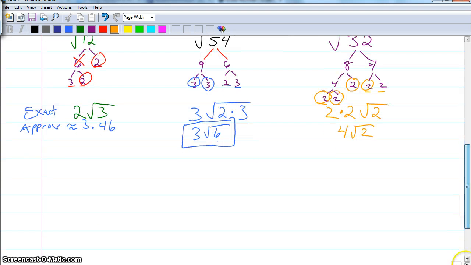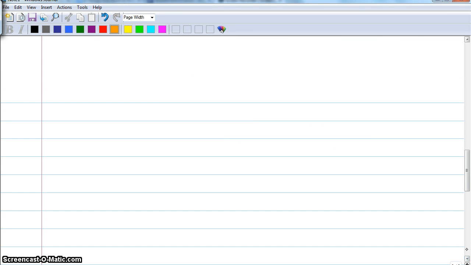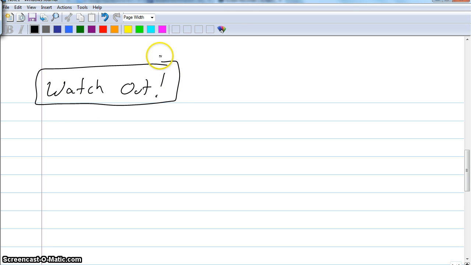Now, I'm going to go on to the next page. This next section is called Watch Out! There are some tricky things. For example, the square root of -9. What number times itself will give us a negative number? Well, if you think about it, positive times positive gives us what kind of a number? Positive, right? And even negative times negative is equal to a positive number.